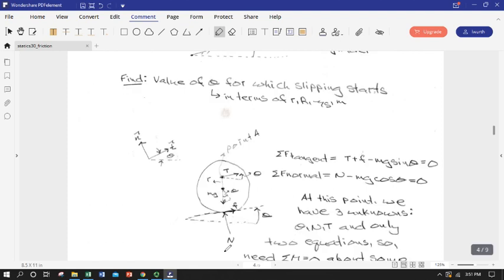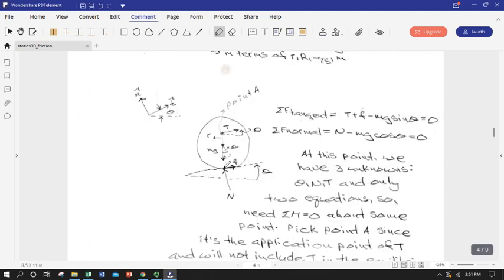So if we come down and look at our FBD, the friction force is going to be tangent to that point. It's going to be pushing it in a counterclockwise direction. So we know that, and everything else is pretty easy. The rest of it is just geometry.